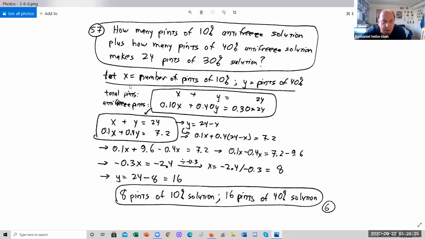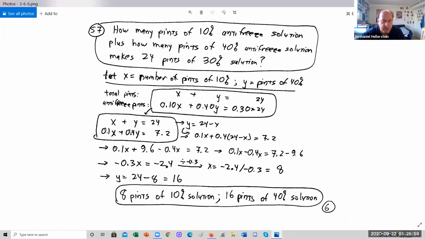Now, that's the total pints. As for pints of antifreeze, there's X pints and 10% of that is antifreeze, so 0.10X. And to that we add Y pints at 40%, so 0.40Y. These add up to 30% of 24, 0.30 times 24. Multiply it out, it's 7.2. So X plus Y is 24, 0.1X plus 0.4Y equals 7.2.